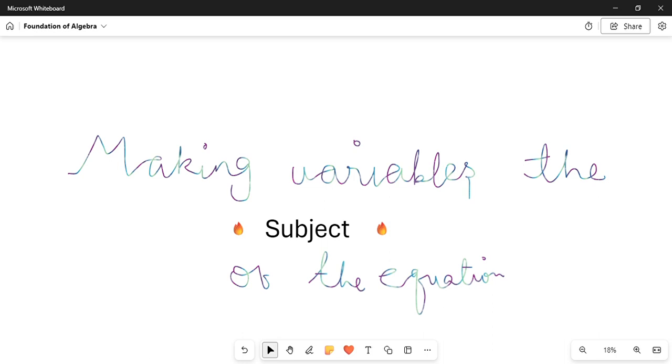Everybody. Today we are going to make the variables the subject of the equation. Making subject literally means to take that specific variable that we want to make the subject to one side of the equation, and everything else, whether it be the coefficients, the constants, the variables, to the other side of the equation. I think there's no specific concept you need to learn about it.